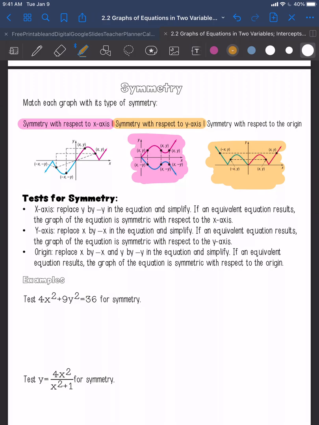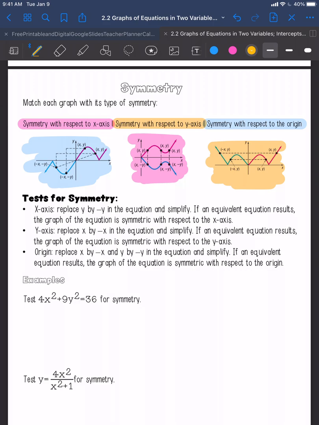So the x coordinate changes when you're reflecting it across the y-axis, which is how we're getting that symmetry. And then last, symmetry with respect to the origin, or the point (0, 0), would be this first one. And both x and y values are being negated. So if a point (x, y) is symmetrical, there will also be the point (-x, -y).